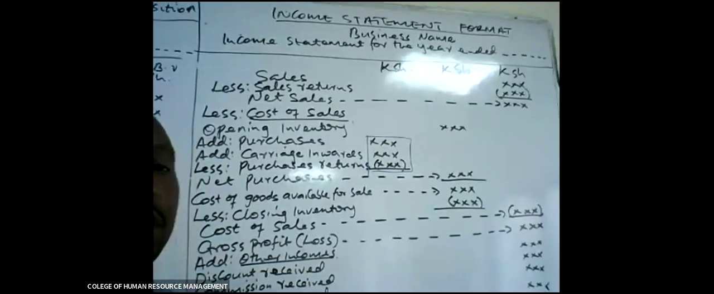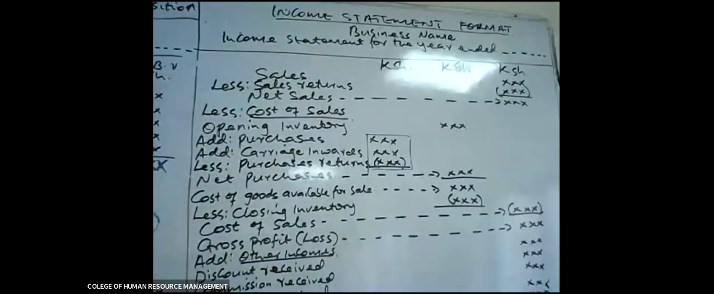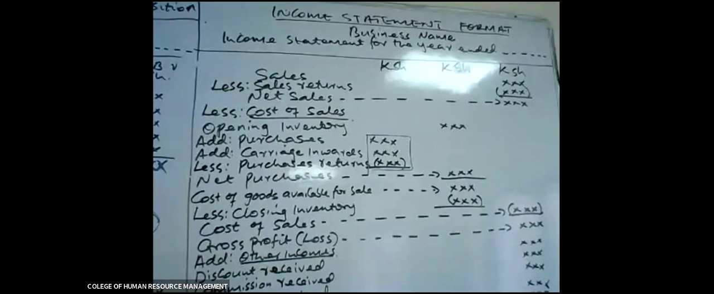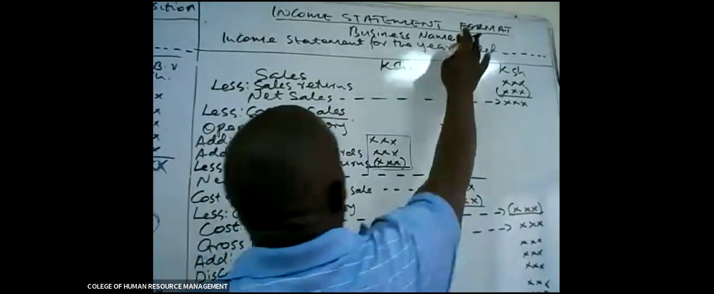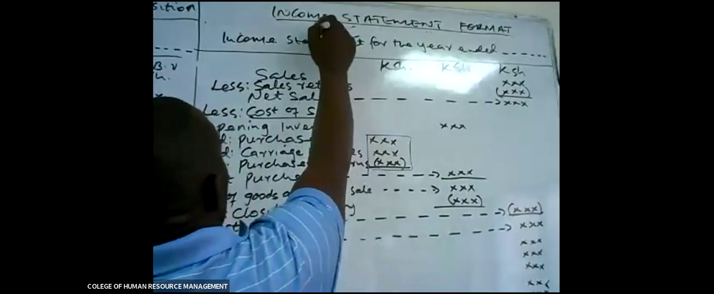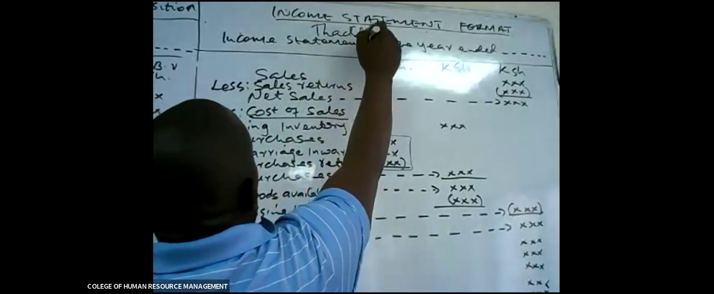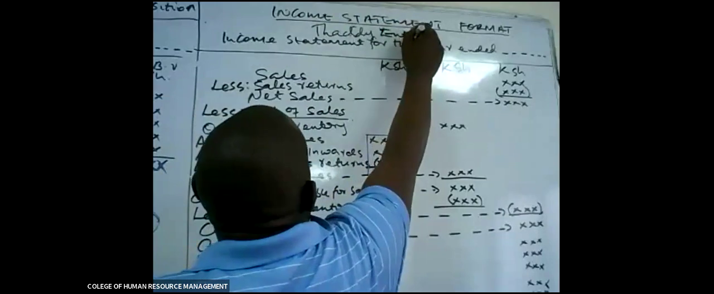Then that question, we need to use this format. We are told to prepare the income statement for the year ended 31st of December 2019. I will just edit what we have here and remove what is not provided in the question. The business name, we are told, is known as Badi Enterprises. So I'm going to replace this. The business name is Badi Enterprises.